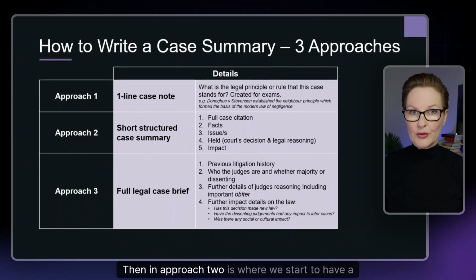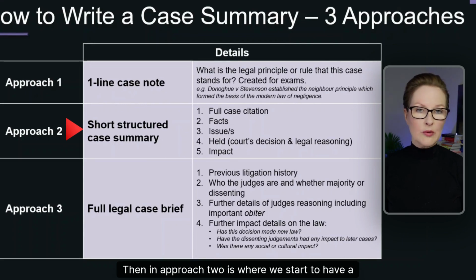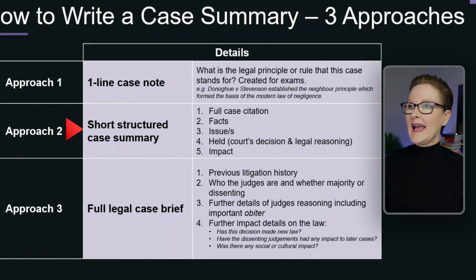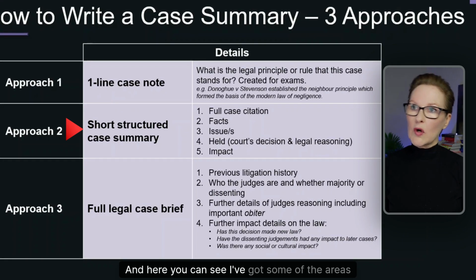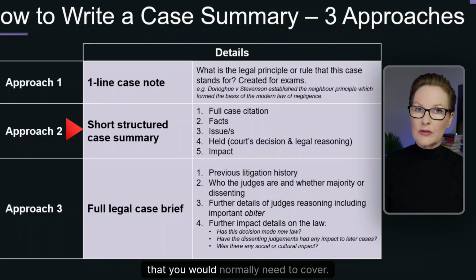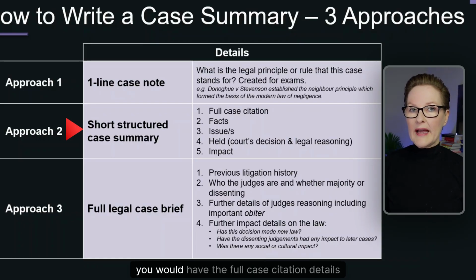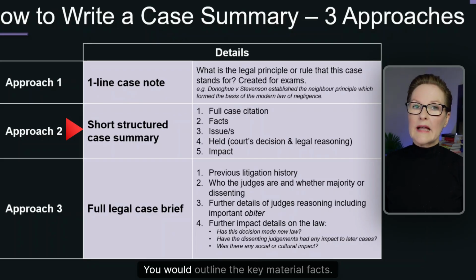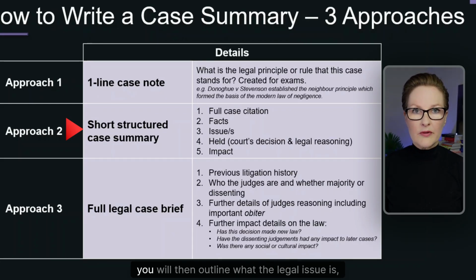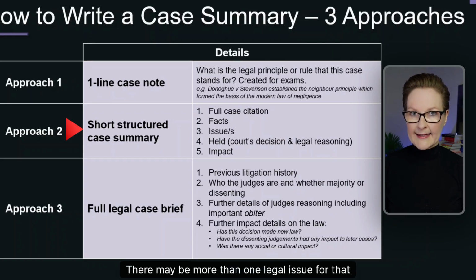Then approach 2 is where we start to have a more detailed case summary. And here you can see I've got some of the areas that you would normally need to cover. Normally in approach 2, you would have the full case citation details. You would outline the key material facts, just the relevant facts. And then number 3, you will outline what the legal issue is, or legal issues. There may be more than one legal issue for that case.